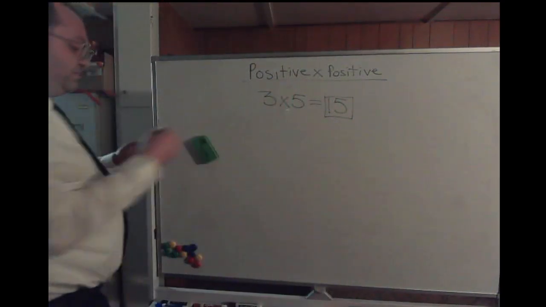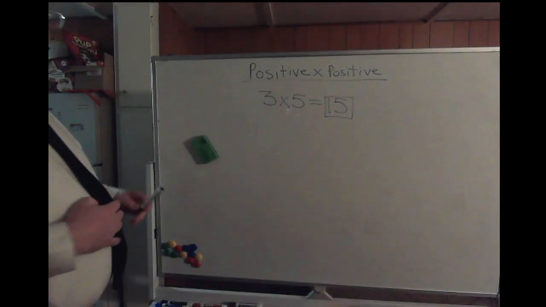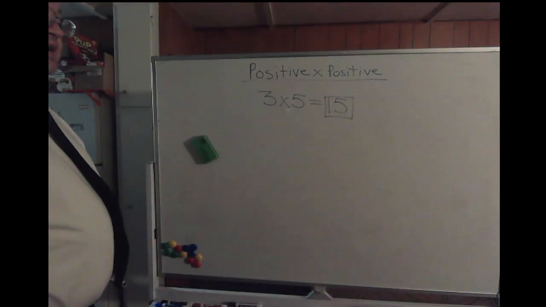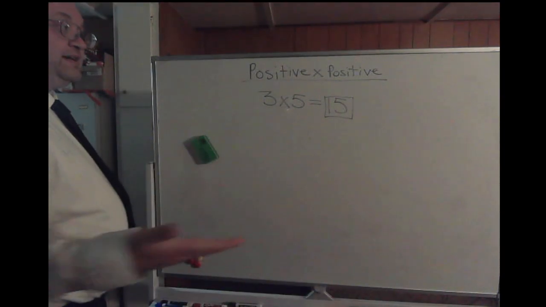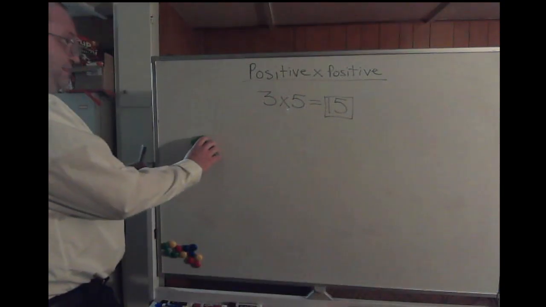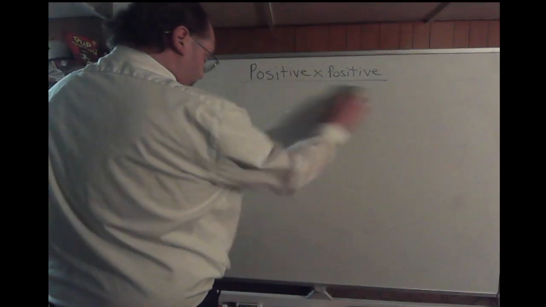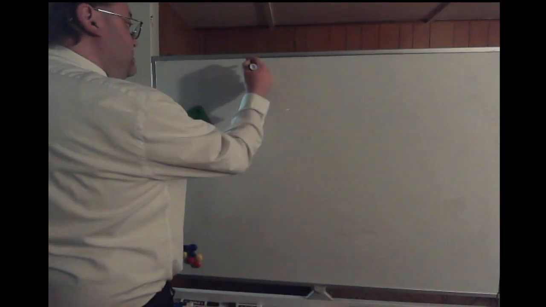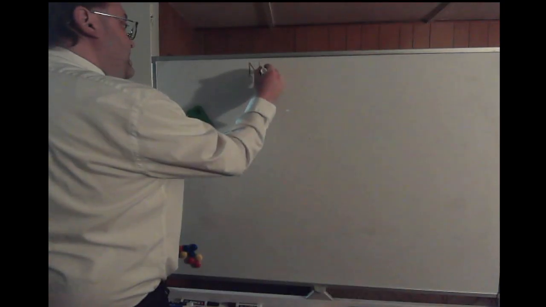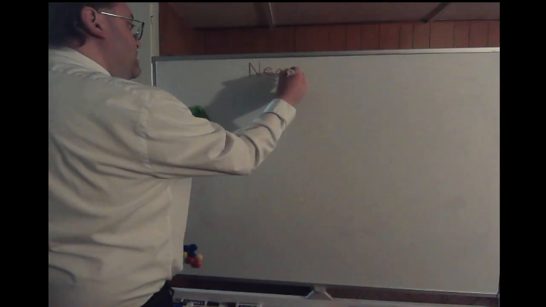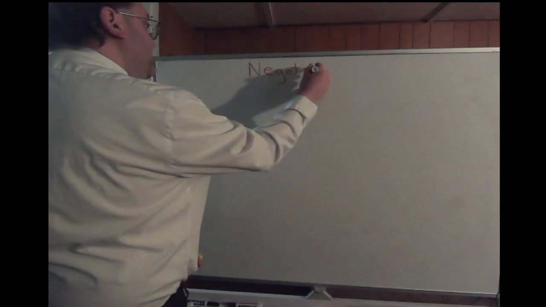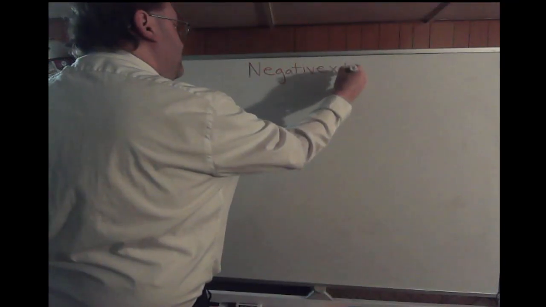These are the types of multiplication problems we've been doing all along since Basic 1 all the way up till now. We've been doing positive times positive. Really not much to see there. Therefore, I don't think we need to spend a lot of time on that. However, let's do negative times negative.